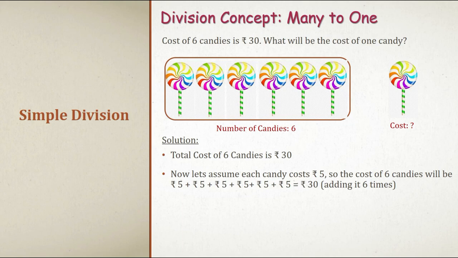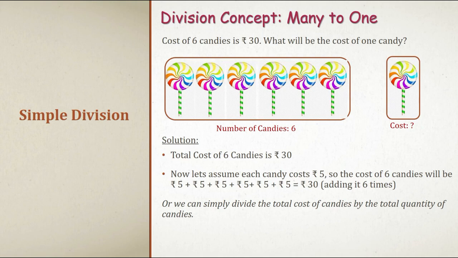But let's say if we don't want to assume, what we do is we simply divide the total cost of candies by total quantity of candies. So total cost upon total number, which is rupees 30 by 6, which is rupees 5. Correct? So this is a concept of division wherein we know many and we need to find the cost of 1. Now there is something called as unitary method, which is a mix of both many to 1 and 1 to many. Let's take an example.